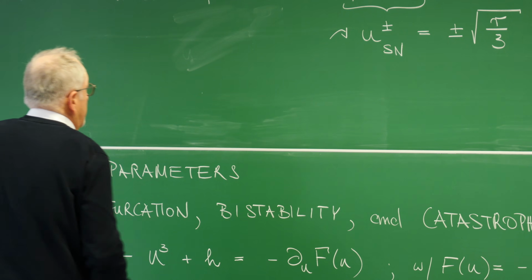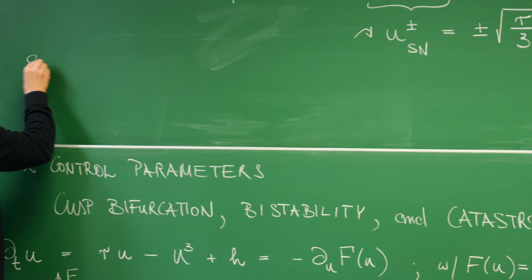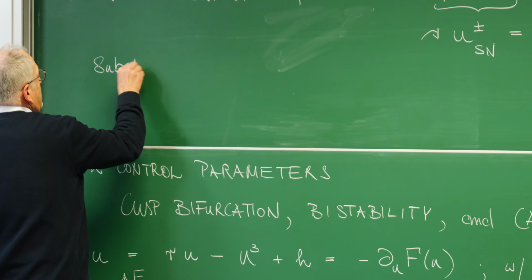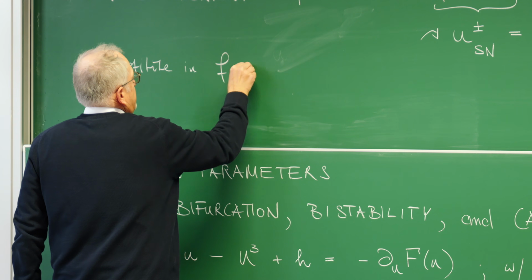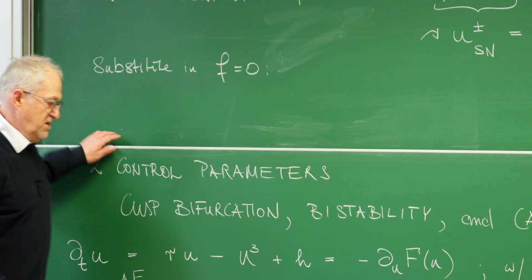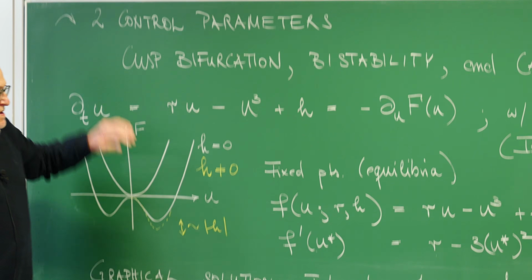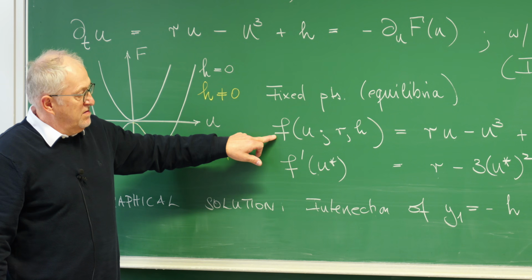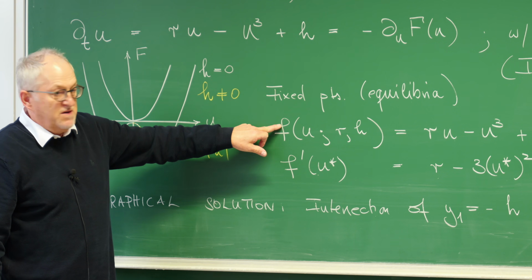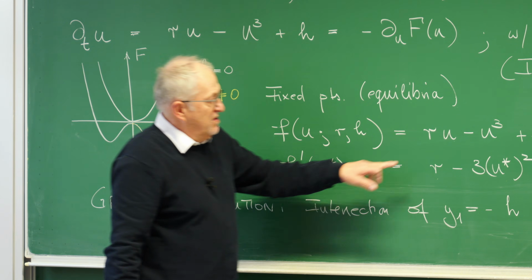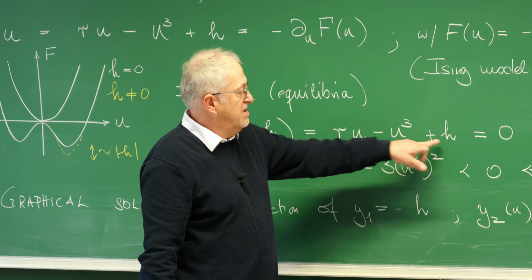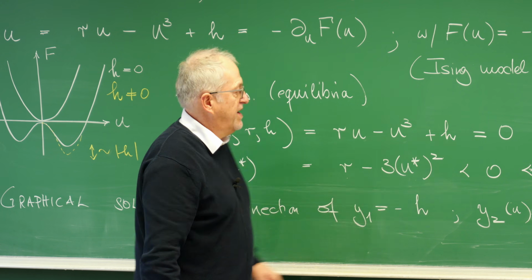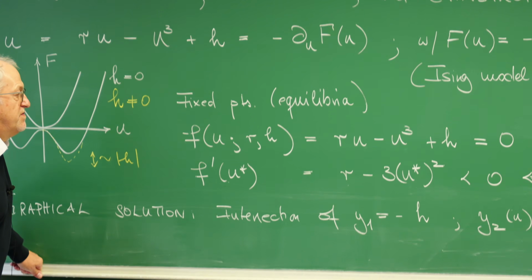Okay, we can substitute this in f equals 0. So again, you look down here. This is our second condition. This is for tangency. This needs to be a fixed point. So I just insert what I found for u star in this relation and solve it for h. So I get an explicit relation for h.